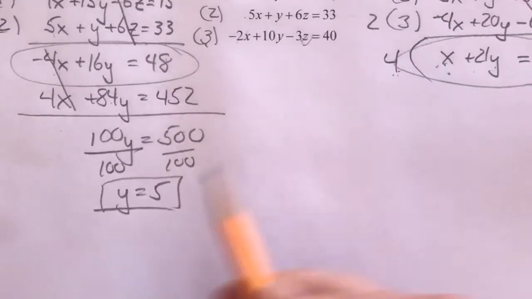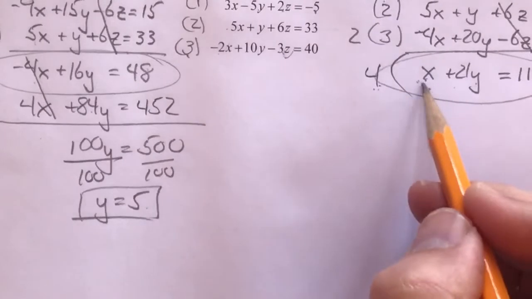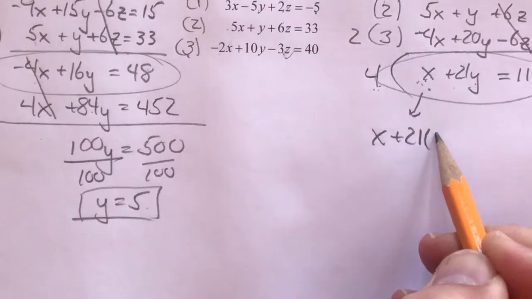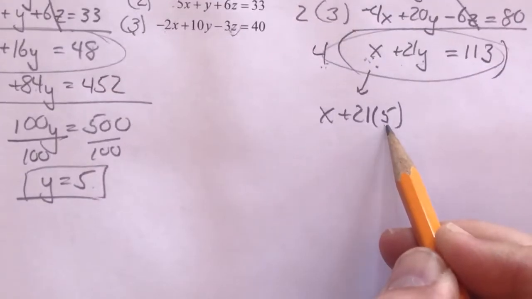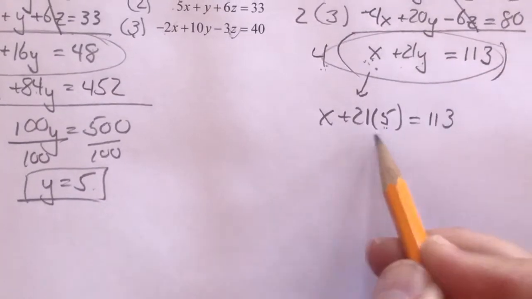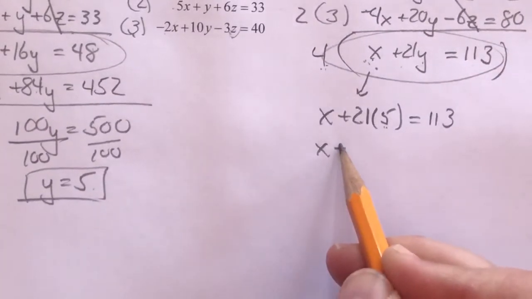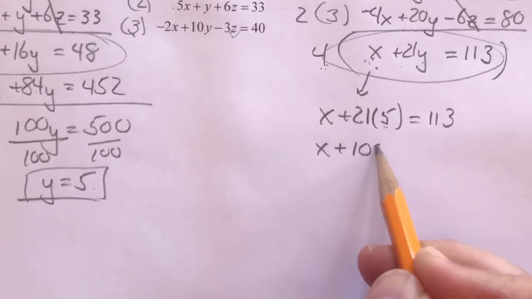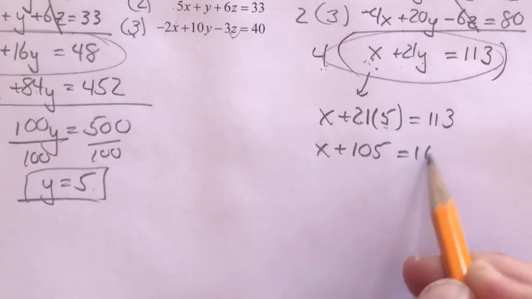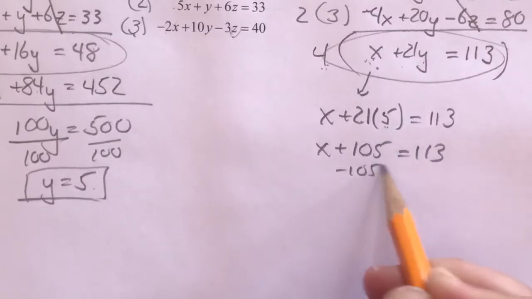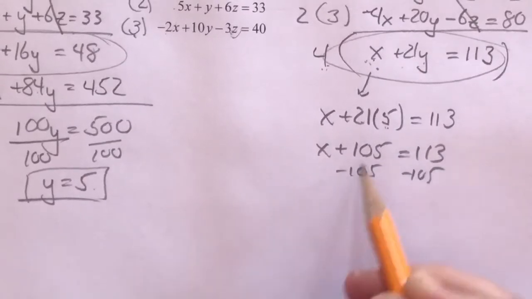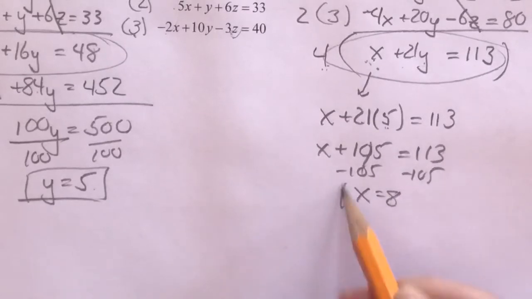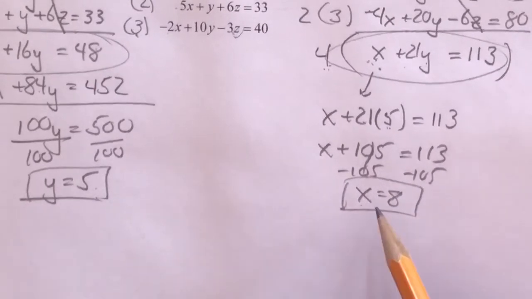So I'm going to go back here because I got room. I'm going to find x now. So x plus 21 times 5, I know what y is, equal to 113. 5 times 21, what is that? 105? Yeah, 105. Equals 113. Subtract 105. I'm going to get 8. All right, so I got y, I got x.